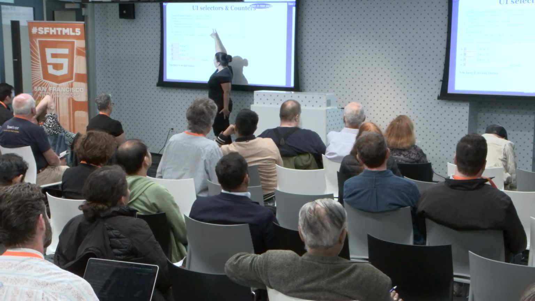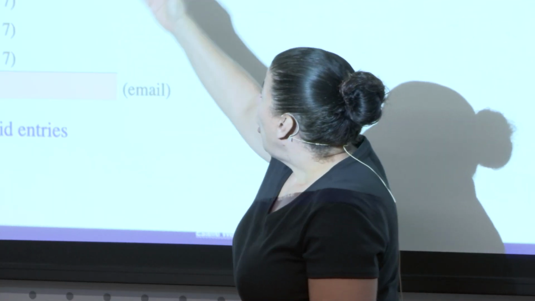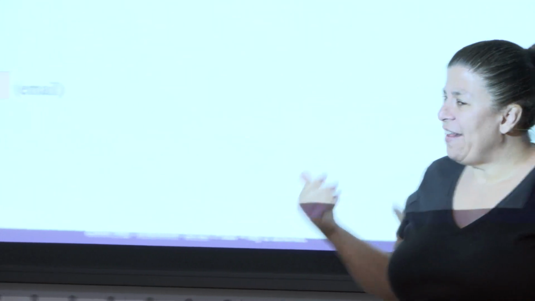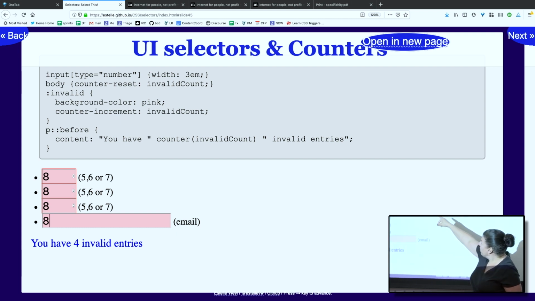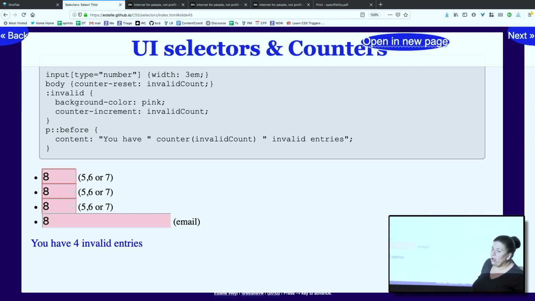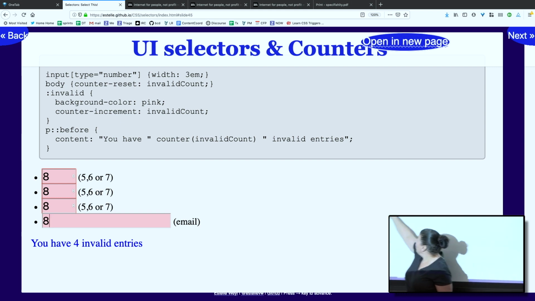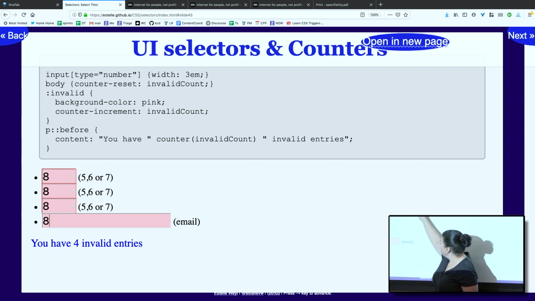I'm going to walk through this over here. I reset my counter that I called invalid count. On counter reset, I could put invalid count, and I could have made it 5, and the number would have started with 5, but I didn't put anything, so the default is 0. Then I said every time something is invalid, make the background color pink, which is how it turned pink, and then I said increment the counter. So counter increment invalid count.